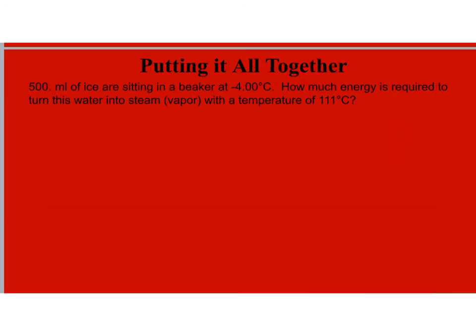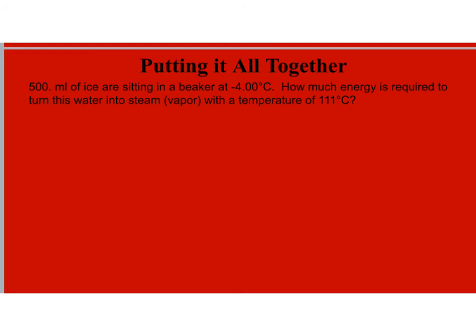This last one is the hardest problem of all, and it's actually really helpful if you solve it. You've got to put this all together. So a couple things we're going to do first. It says 500 milliliters of ice are sitting in a beaker at -4 degrees Celsius. How much energy is required to turn this water into steam with a temperature of 111 degrees Celsius?